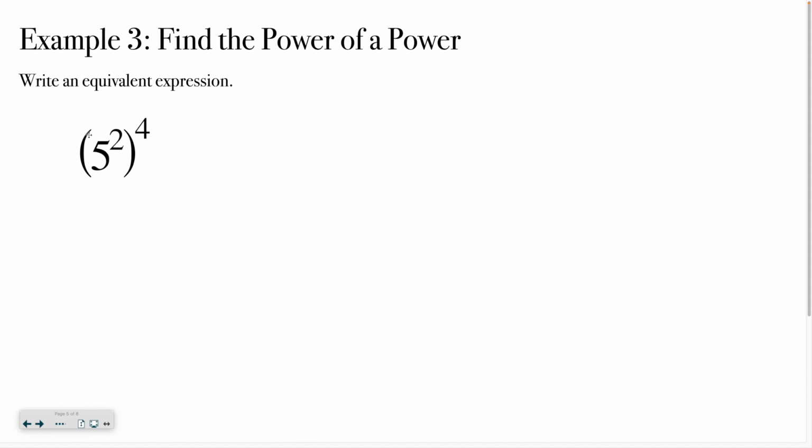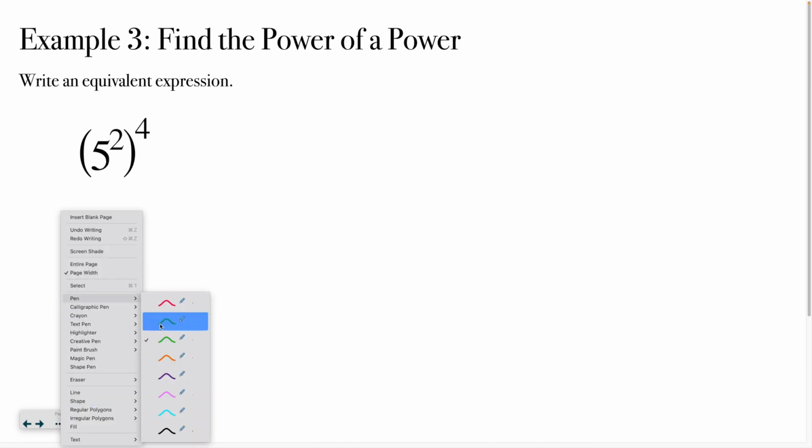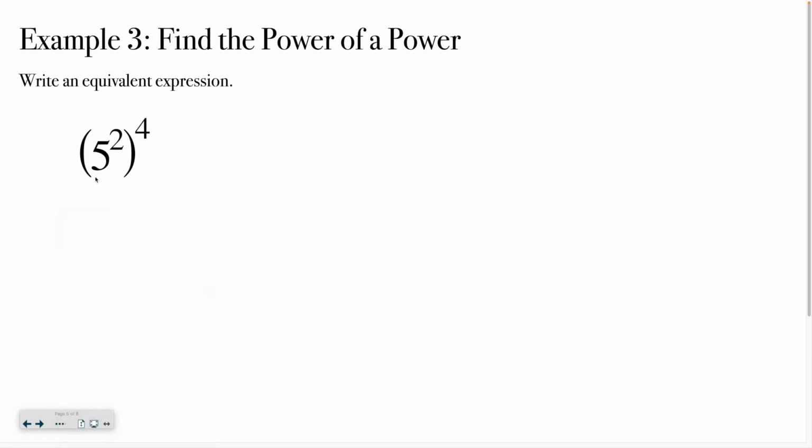Let's look at another rule. This one's called the power of a power. What this means is you can see I have 5 to the second to the fourth. Do you see how these two exponents are basically right next to each other? There's not another base. There's only that one base and then 2 exponents. Okay, so whenever that happens, what I'm about to show you is what you're going to do.